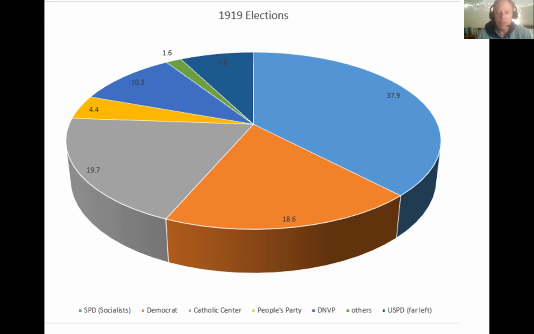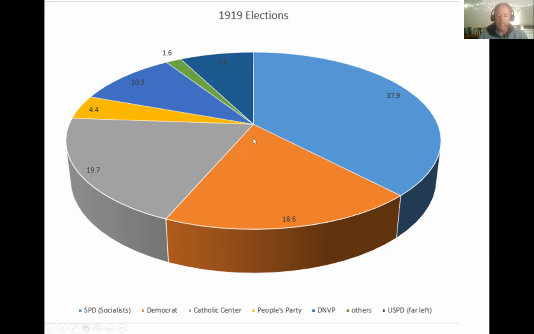So this is a pie chart of the first election of the newly created German Republic, which is called the Weimar Republic, named for its capital, a small city in Western Germany called Weimar. The three major Democratic parties, the Social Democrats, here in blue, the Democrats, here in orange, and the Catholic Center Party, here in gray, collectively had around 3/4 of the vote in the first election for the Weimar parliament.